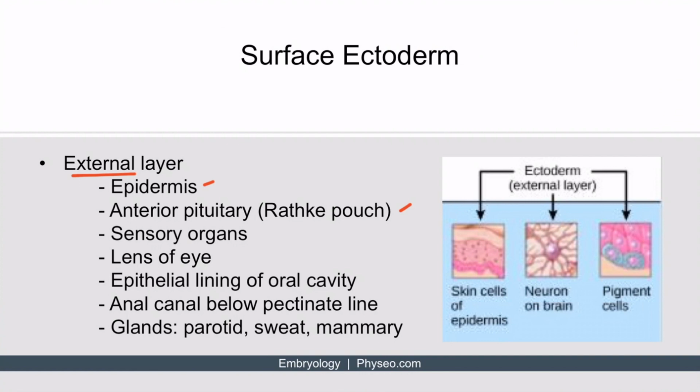Surface ectoderm also gives rise to sensory organs including the lens of the eye, the epithelial lining of the oral cavity, and the anal canal below the pectinate line. Finally, glands including the parotid, sweat, and mammary glands are important contributions from the surface ectoderm. Now that we've covered surface ectoderm, let's discuss the next part of the ectoderm, the neural tube.